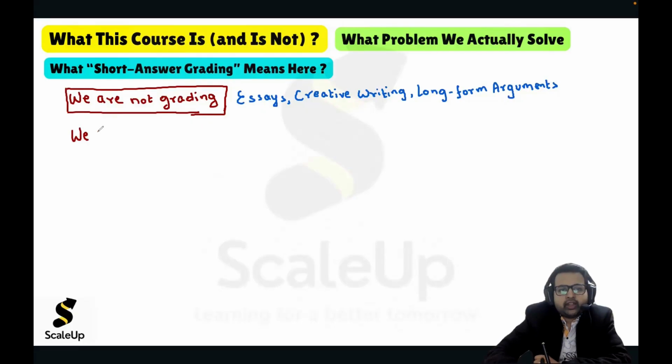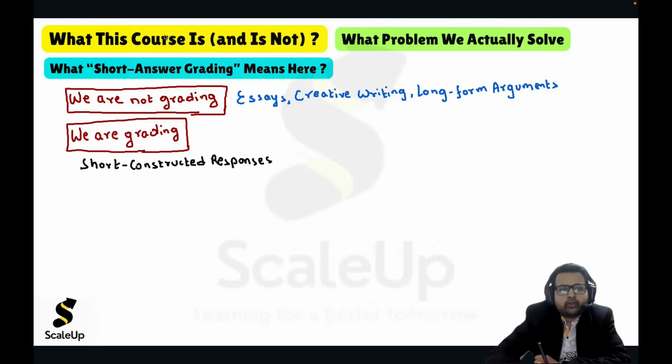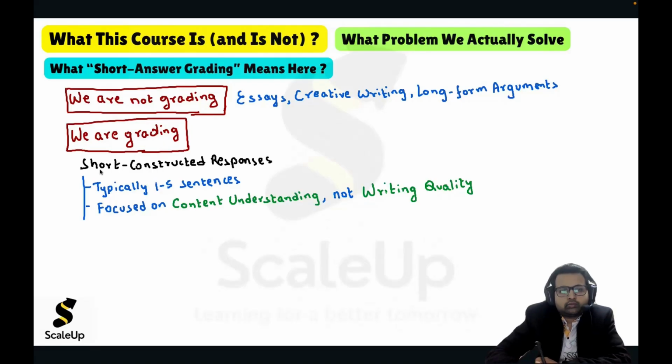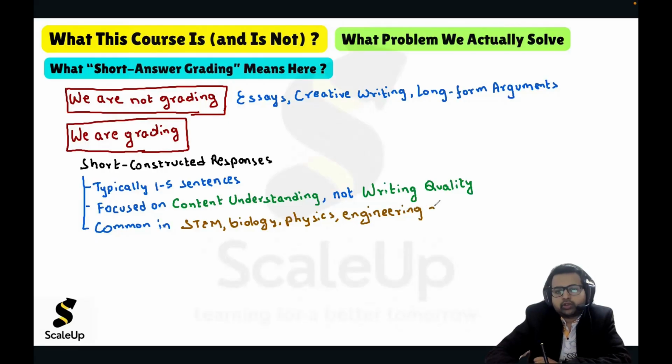Rather, we will be grading short constructed responses, which are typically 1 to 5 sentences, which are focused on content understanding, not writing quality, and which is common in STEM: science, technology, engineering, mathematics, biology, physics, engineering, and foundational courses.